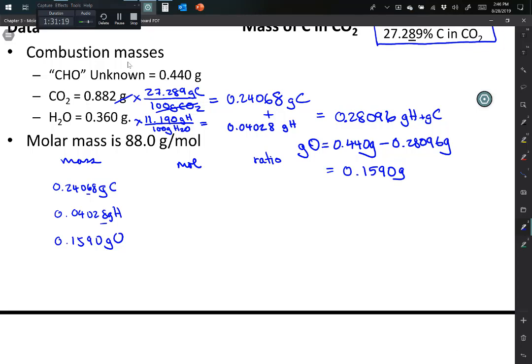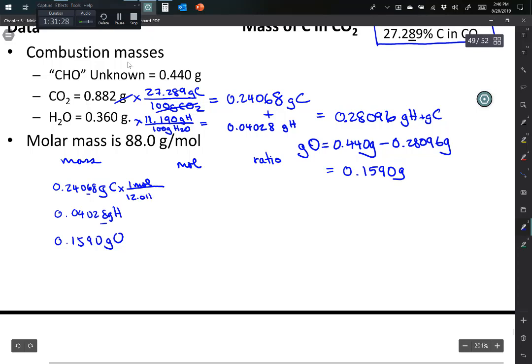Now, to go from mass to moles, we're going to be dividing by the molar mass, right? So we're going to go times 1 mole over 12.011 grams. And this will be times 1.01 grams for every 1 mole, or 1.008 grams. And then oxygen will be 1 mole for every 16.00 grams. And those are just molar masses off the periodic table.